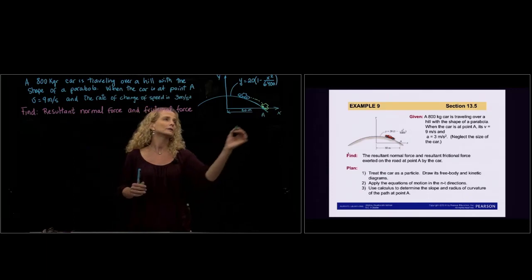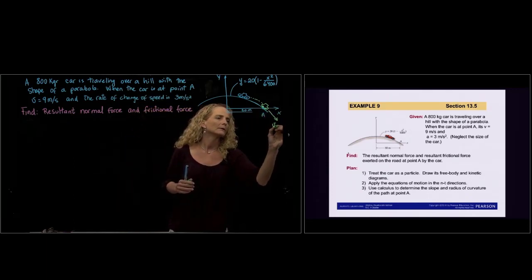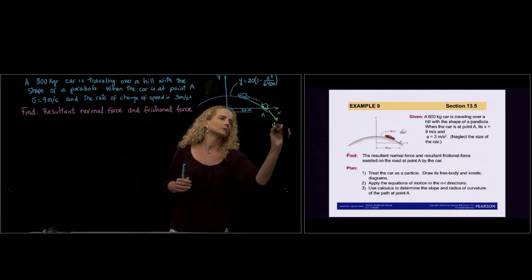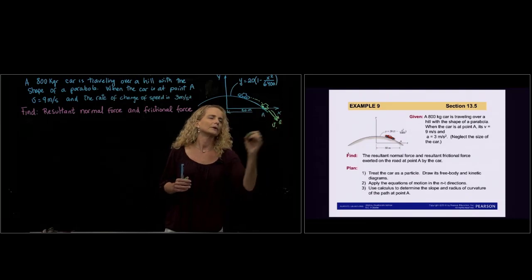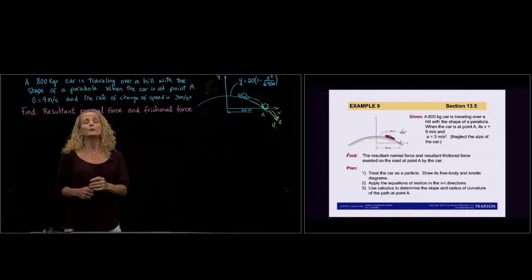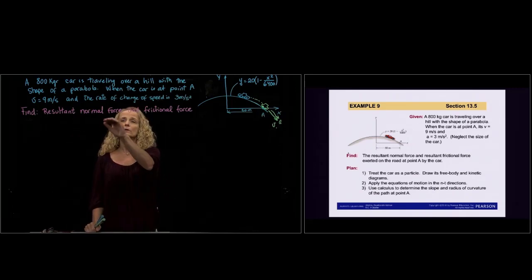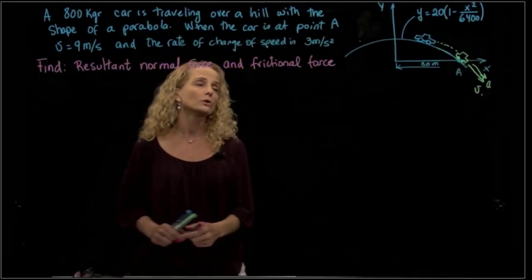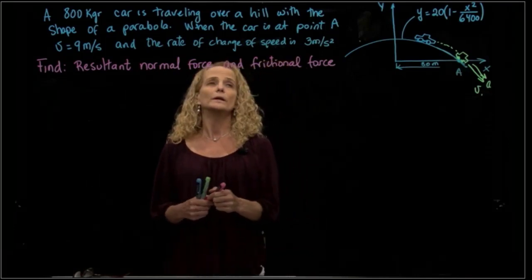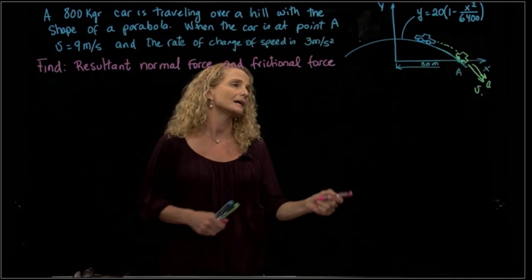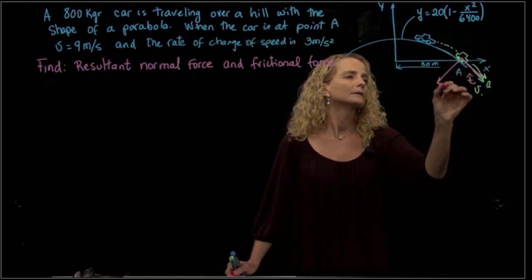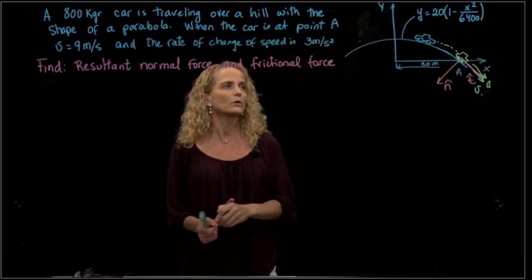So we know that the velocity is tangent to the trajectory, and the rate of change of the velocity is also tangent, so we have the tangent acceleration. And we are asked to find the resultant force and the resultant friction force on the car at that point. So the first thing we have to do is decide which coordinate system we want to use, and since we are given the tangent velocity and the tangent acceleration, we like to use normal and tangent coordinate components.